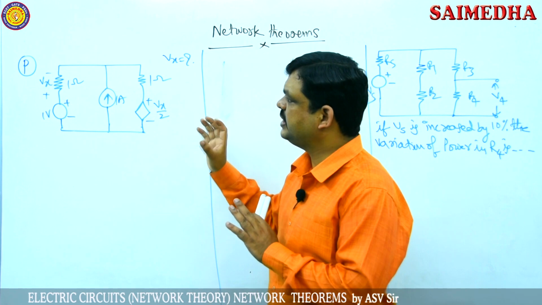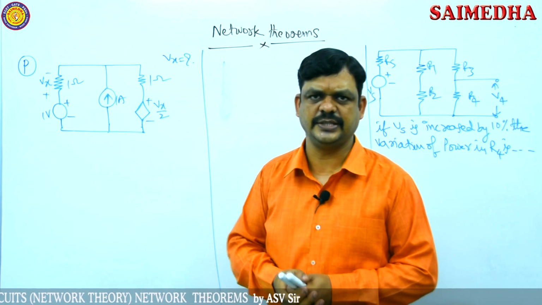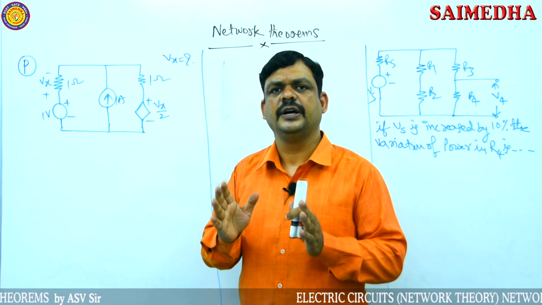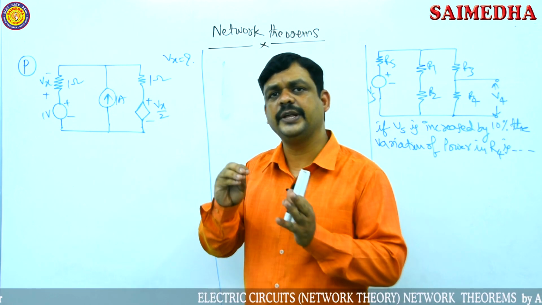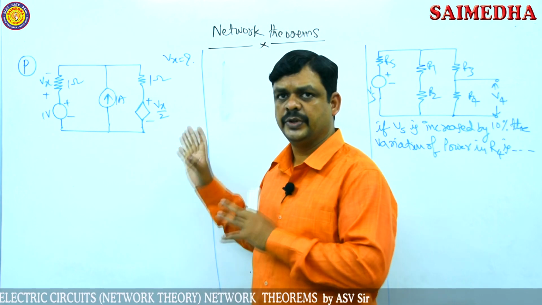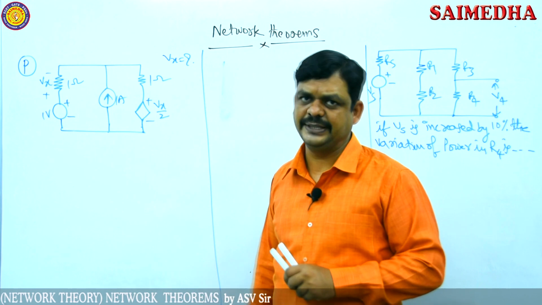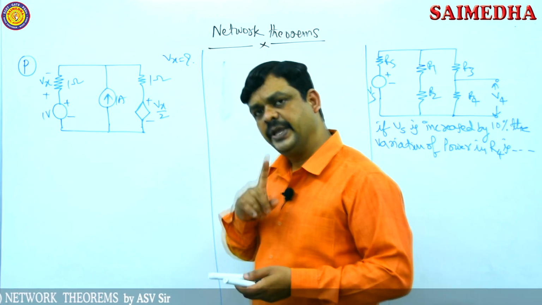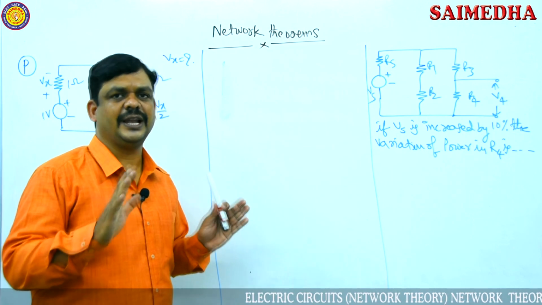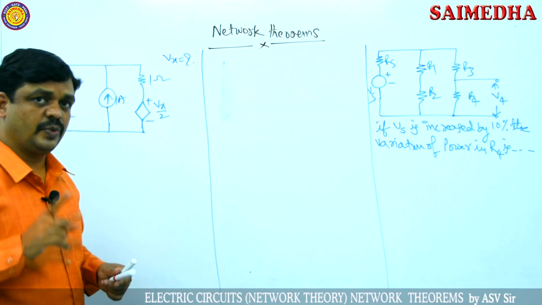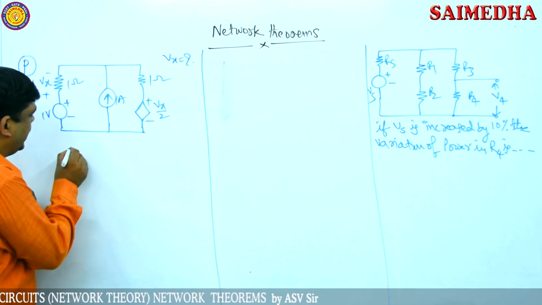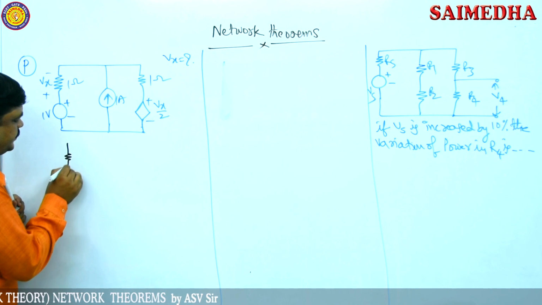To find Vx, another simple technique is nodal analysis. Using nodal analysis, we can write Vx directly. But here we are discussing the superposition theorem and how to apply it for different networks. For that purpose, I am applying the superposition theorem to find Vx. According to the theorem, at a time only one source is activated, remaining sources are eliminated. So one independent source is activated, remaining sources are eliminated. Initially I am applying the voltage source.